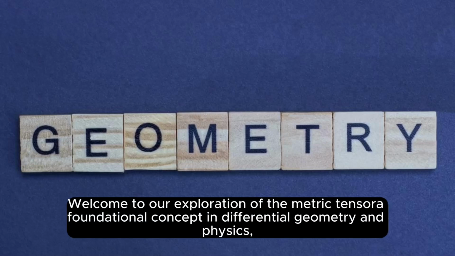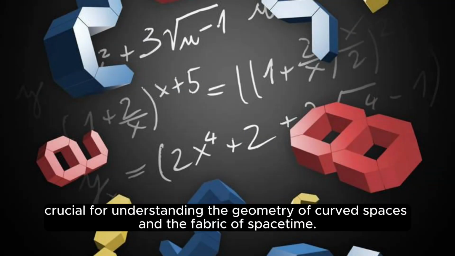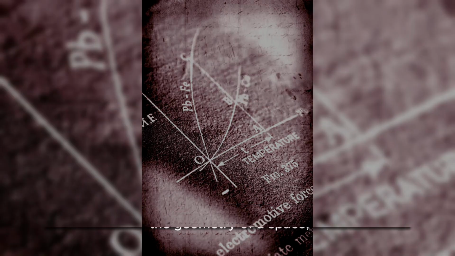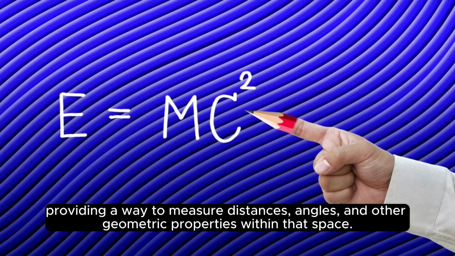Welcome to our exploration of the metric tensor, a foundational concept in differential geometry and physics. Crucial for understanding the geometry of curved spaces and the fabric of spacetime. The metric tensor is a mathematical construct that defines the geometry of a space, providing a way to measure distances, angles, and other geometric properties within that space.